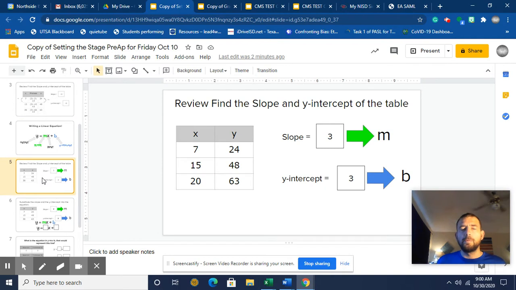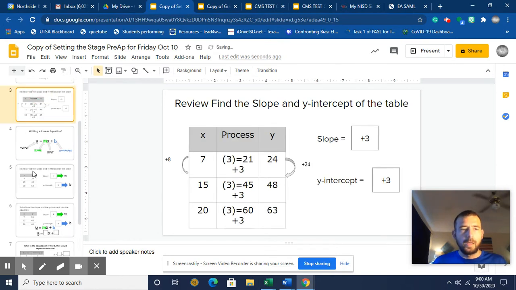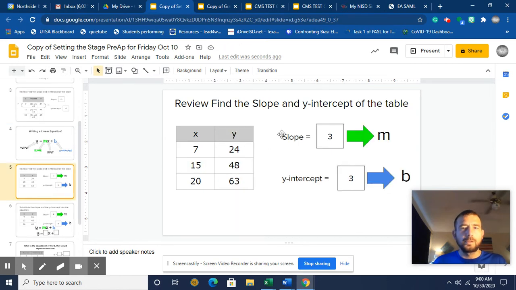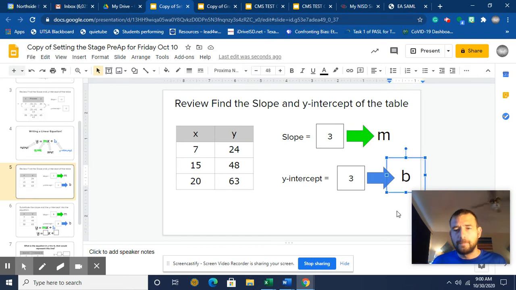So if we're looking at what we did back up here with this work, I just duplicated the table here. I don't have all the work, but I duplicated the table. We knew that the slope of this table was 3. That's going to be my m, right? Then we knew that when I multiplied 7 times 3, because I took my input of x and multiplied it by my slope, it gave me 21. But then I needed to do that extra step of adding 3. So that extra step is going to be your y-intercept, which is also going to be the letter b.